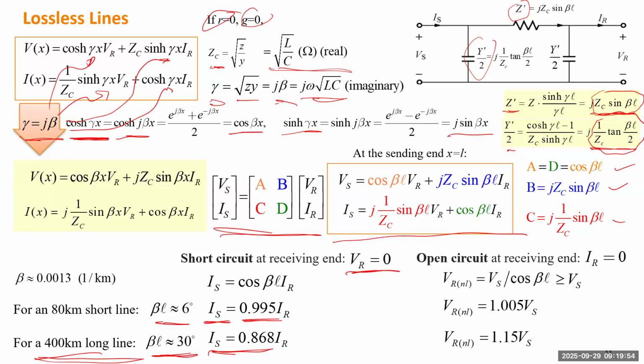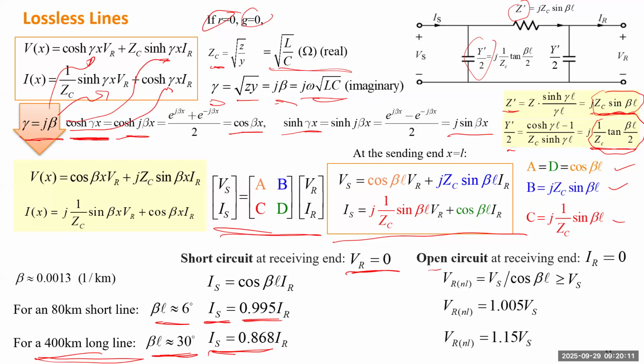So which means when you have a short circuit on the receiving end, you need to use the protection to disconnect the line from the fault, to isolate the fault, so that the impact on the source can be limited, can be avoided.